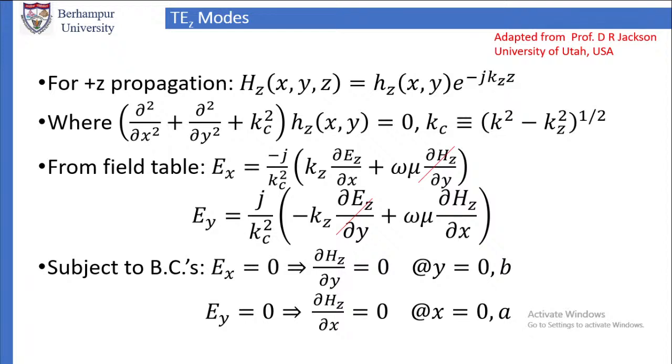Now, in the first case, why is it at y is equal to 0 and b? Because we are considering Ex is equal to 0 and Ex is proportional to ∂Hz/∂y. So variation is along y, ∂/∂y. Therefore, y is equal to 0 and y is equal to b for the boundary. Similarly, in the second case, Hz varies along x. So variation along x we are considering, so at x is equal to 0 and x is equal to a.